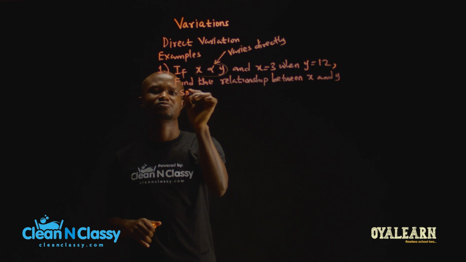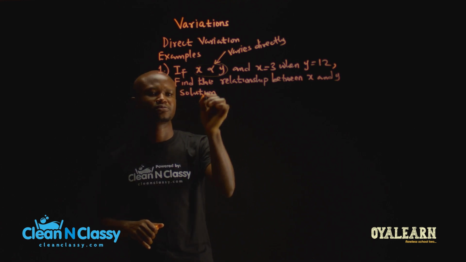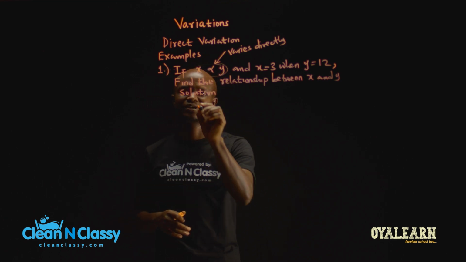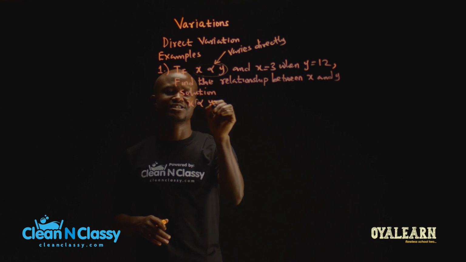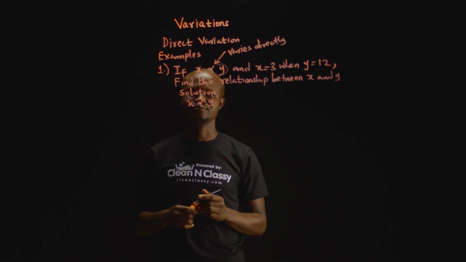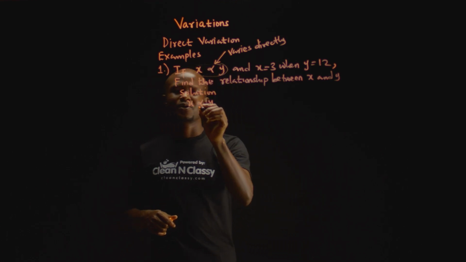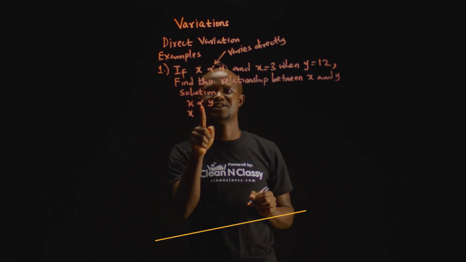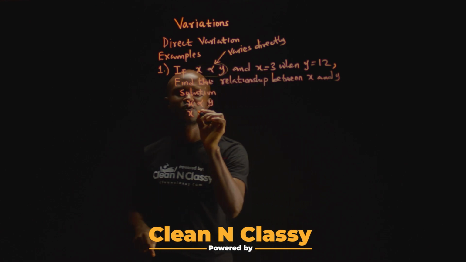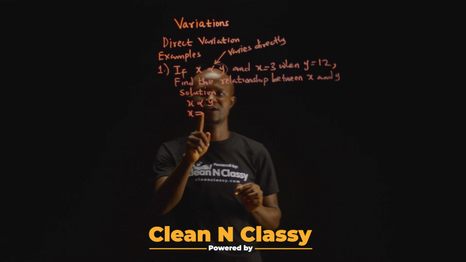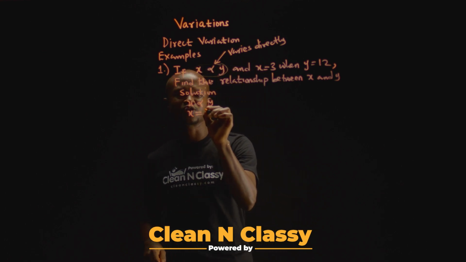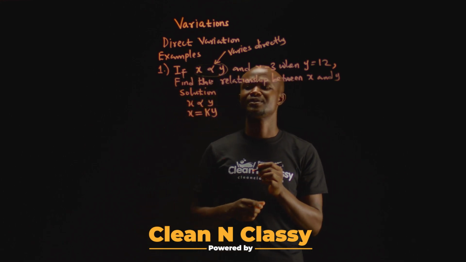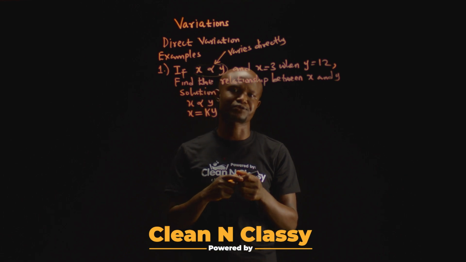Solution. To solve this problem, we start from the given relationship. x varies directly as y. And what does that mean? We can write this to remove this symbol of variation. Then we introduce what we call the equality sign, and then we bring in what we call k. It means x equals ky. k is a constant of proportionality.